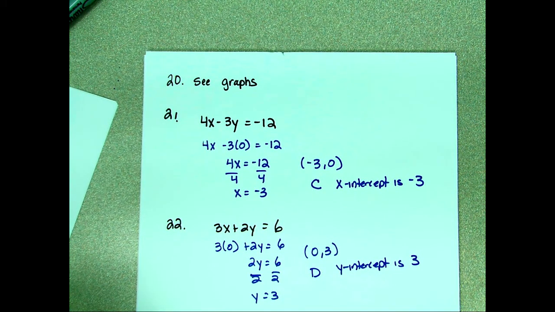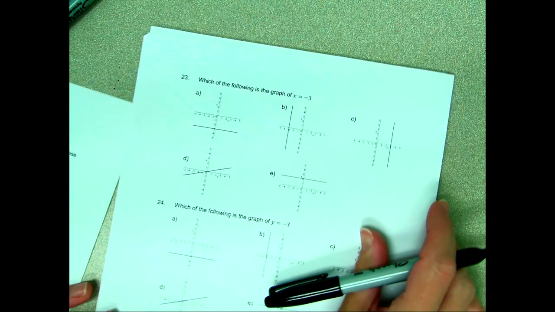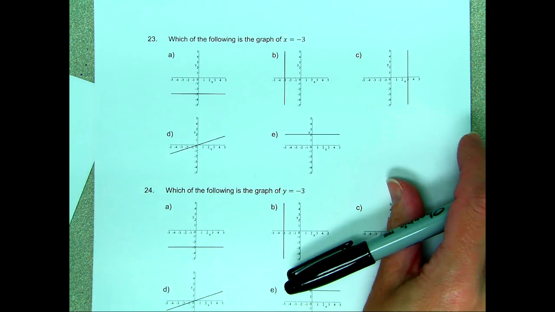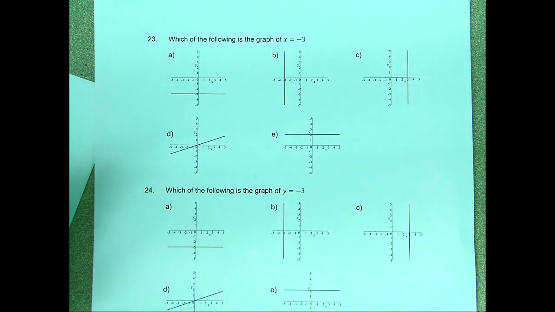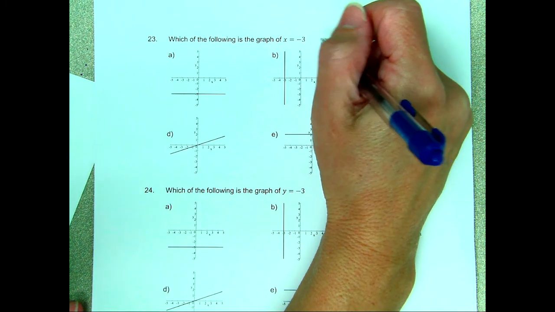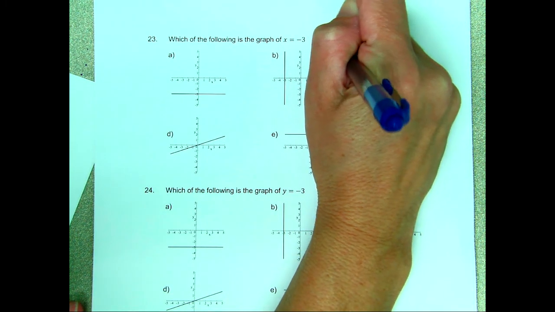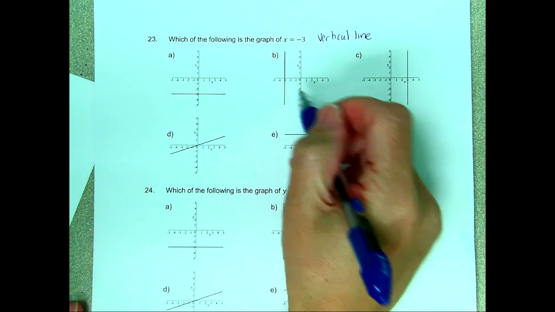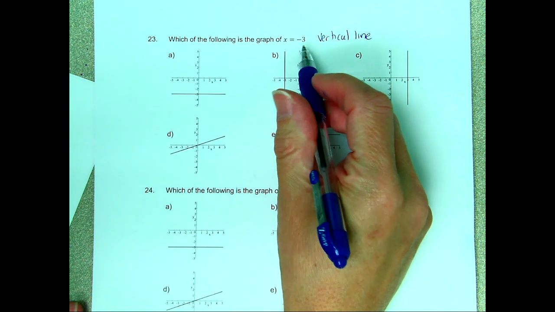Number 23, we're going to look back at our graphs. And 24. For 23, we're looking for the graph for x equals -3. Hopefully you recall, x equals -3 is a vertical line. All of the x coordinates are going to be equal to -3. It's the y's that change. So, for example, x equals -3.